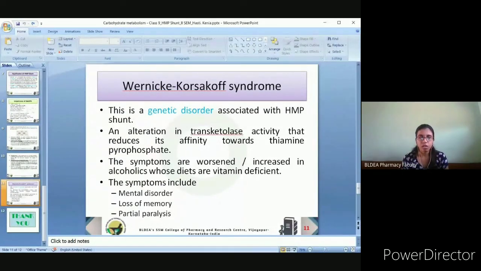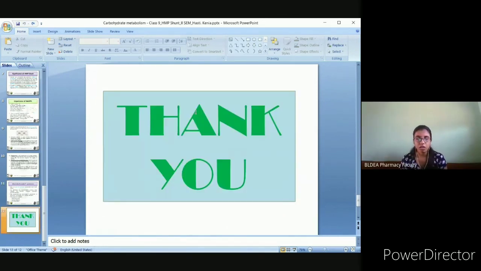So how can you identify that a person is suffering from this syndrome? The symptoms include mental disorders, loss of memory, and partial paralysis being seen in such persons. You can also confirm by identifying enzyme activity. You have to carry out some pathological tests so that you can find out whether this transketolase is denatured or whether it is being affected for some other reasons. Okay, so this is regarding today's HMP shunt.